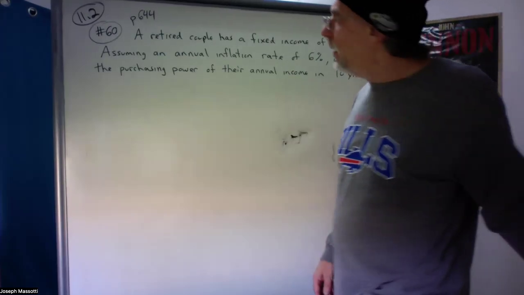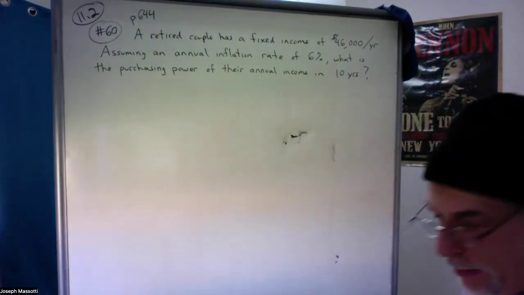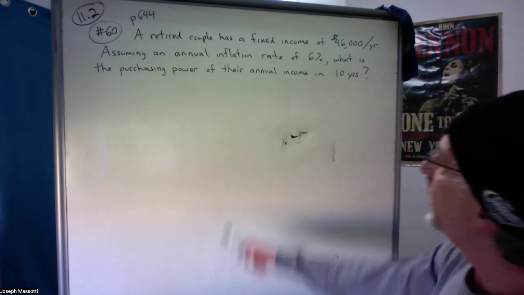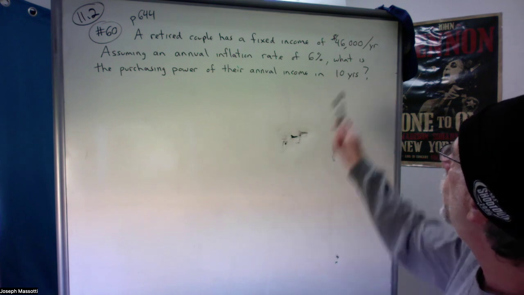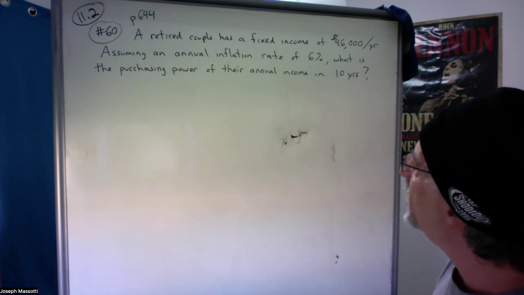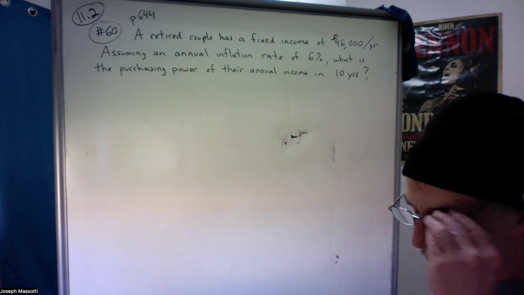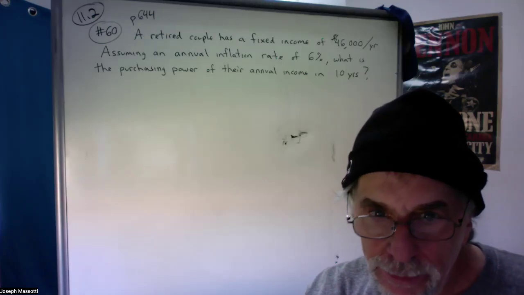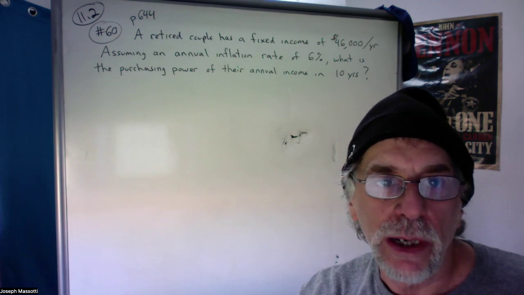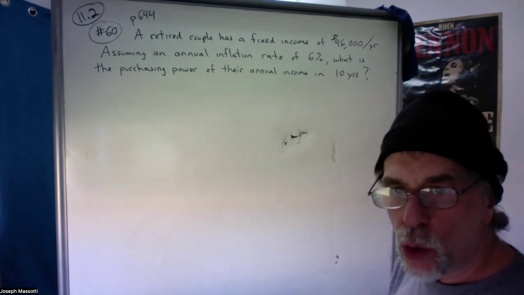And this is number 60, and it has to do with inflation. So when you see inflation, that comes down to a present value formula question. So we look at this and it says a retired couple has a fixed income of $46,000 per year, assuming an annual inflation rate of 6%. What is the purchasing power of that annual income in 10 years? And the annual inflation rate means T equals 1, right? We're talking about once a year. So our N here is going to be 1.